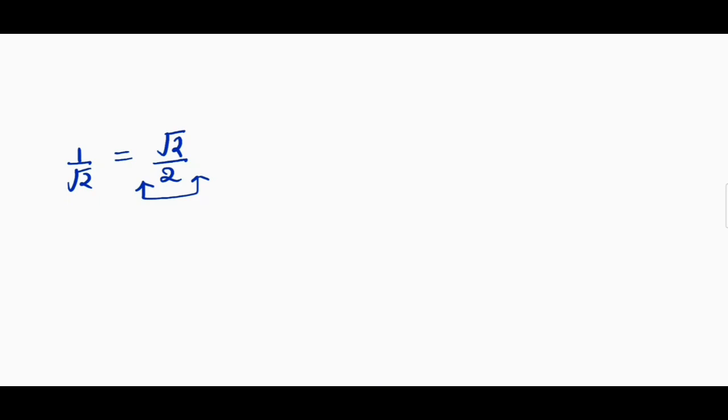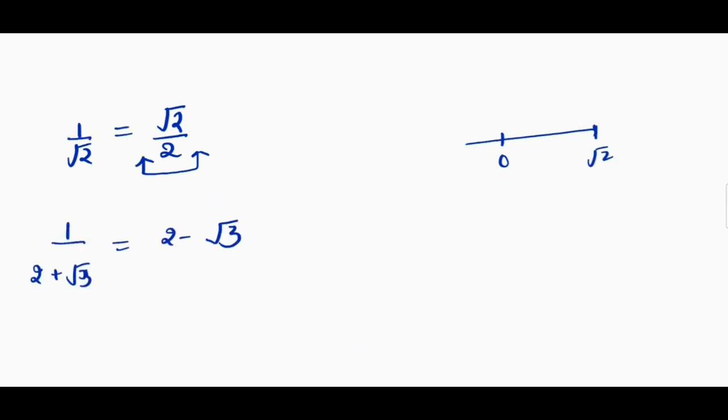So this will be somewhere between 0 and square root of 2. Similarly, this number 1 divided by 2 plus square root of 3, after rationalizing, we got 2 minus square root of 3. We can represent this number on the number line very easily.